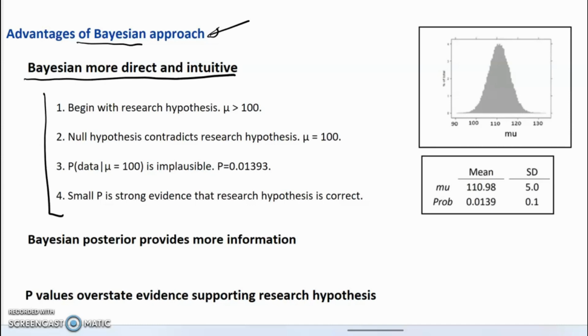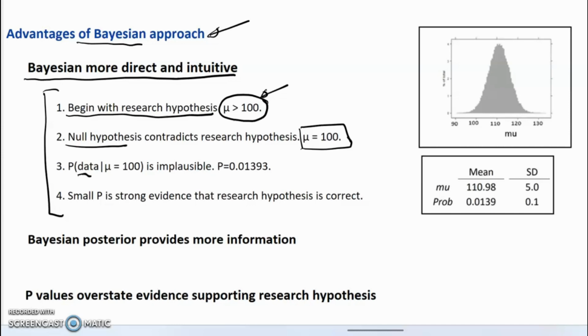So here we have a list of things that the frequentist does. The frequentist begins with a research hypothesis that the IQ of the IB students is greater than 100. Then they set up a null hypothesis that contradicts this and says that, okay, instead of being greater than 100, the mean IQ of the IB students is equal to 100.